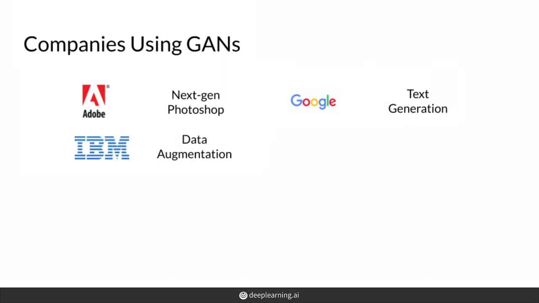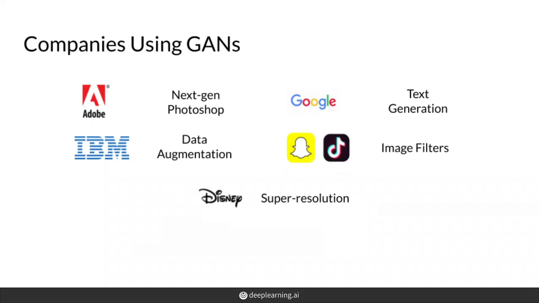IBM is using GANs for data augmentation, so using a GAN to generate synthetic examples to augment the data set for a classifier downstream. For example, if you don't have enough data of a certain class or of a certain type of image. Snapchat and TikTok put them to work in creative new filters, which you've probably seen and used. And even Disney is using them for super resolution. So at the end of the specialization, you'll be able to use GANs as well for whatever application you like.